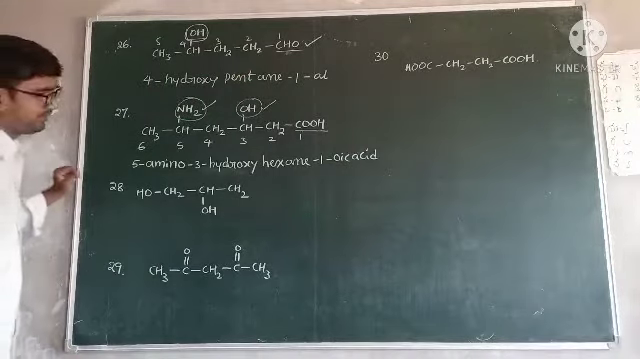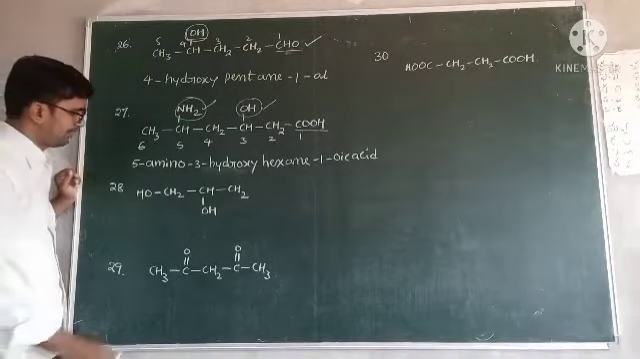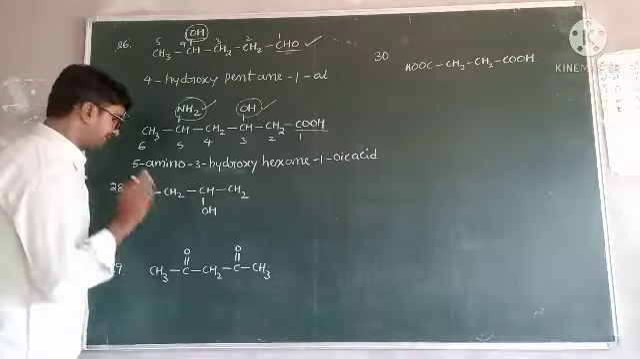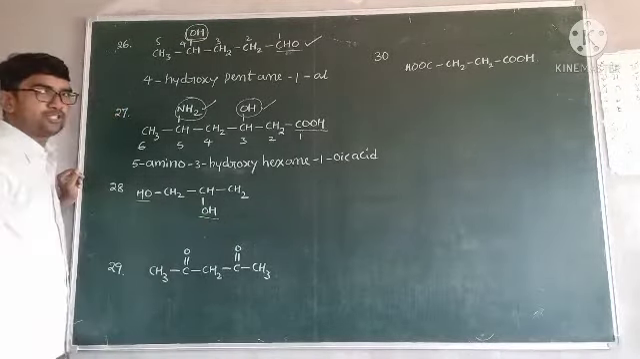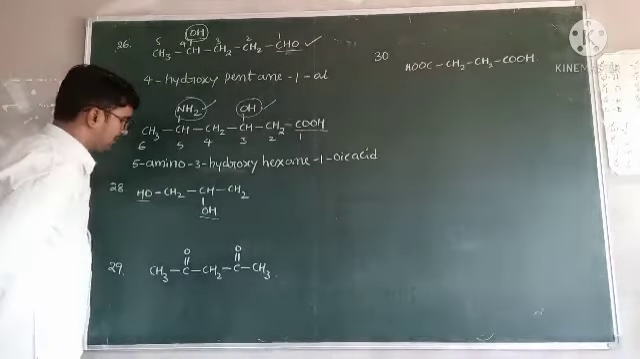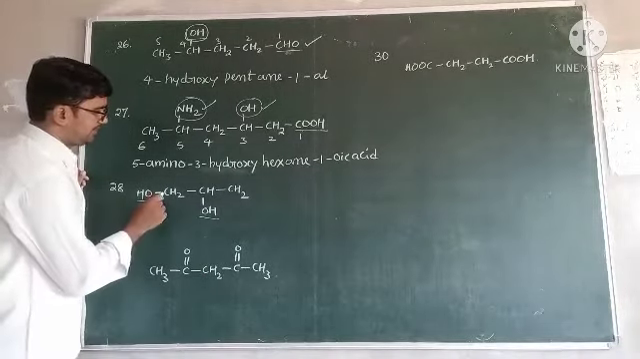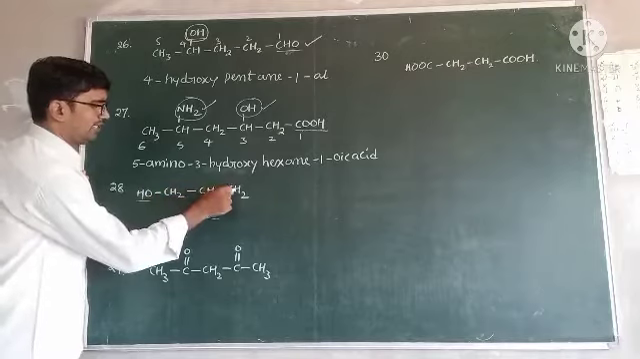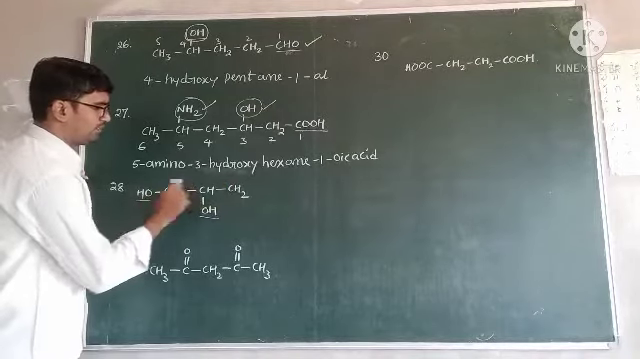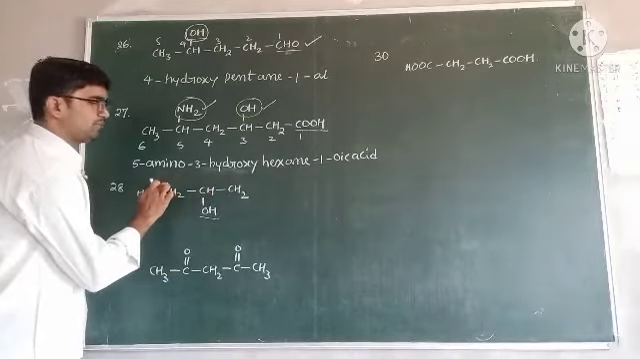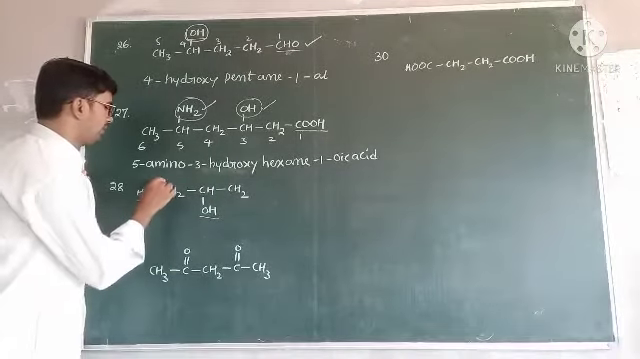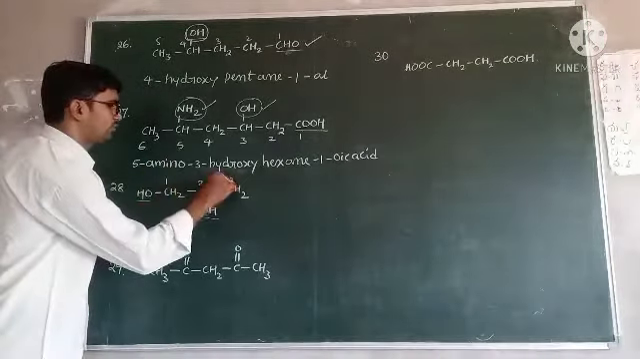And 28. In this compound, is there any functional group? Yes, functional groups are present. Two functional groups, both the same: OH groups. So give the numbering based on these, first 1, 2, 3. OH groups are at the 1 and 2 positions. From this side 1, 2, 3, they are at the 2 and 3 positions. So based on the lowest number rule, give the numbering like this: 1, 2, 3.